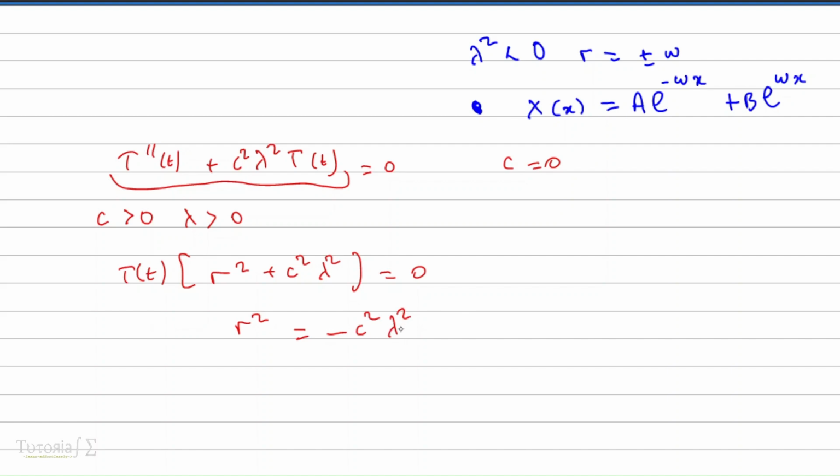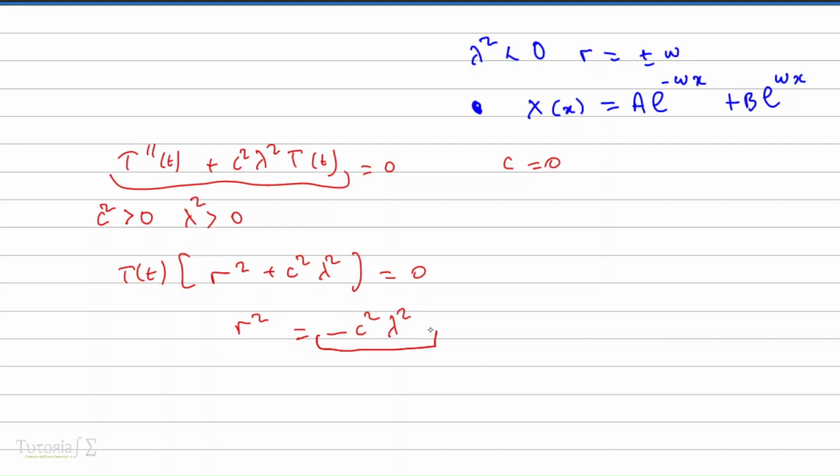So now we need to look at the type of number that we are going to have. If c squared is greater than 0 and lambda squared is greater than 0, when you multiply them, what type of number are you going to have? Is it going to be positive or negative? It will be negative, times the negative here.